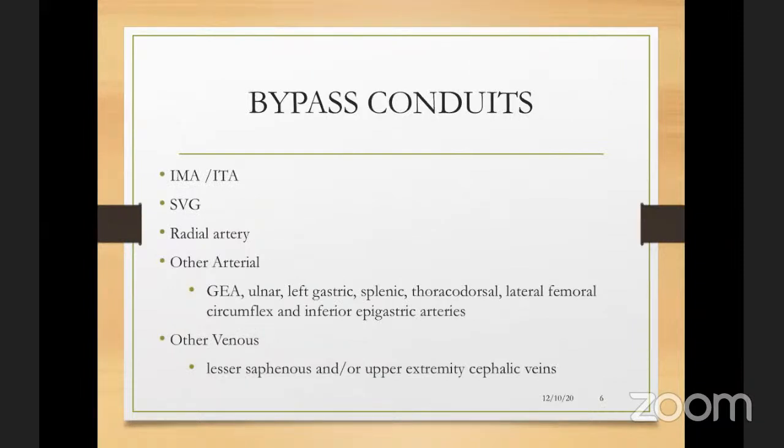Bypass conduits will be covered by Dr. Faisal Al-Ghamdi next week, inshallah. Today, I'll just mention the conduits that can be used in CABG. Left internal mammary artery and saphenous vein graft are the most commonly used conduits. Right internal mammary and radial artery can be used in case of total arterial revascularization. There are some other arterial and venous conduits that have been used in the past and are rarely used nowadays.